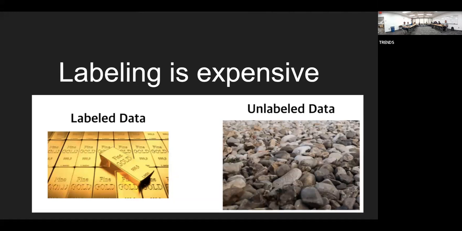Labeling in the real world is very expensive, and one of the main questions when we are dealing with machine learning projects is whether we can secure labeled data for it or not. But on the other hand, unlabeled data is pretty easy to gather, and there is a lot of it.